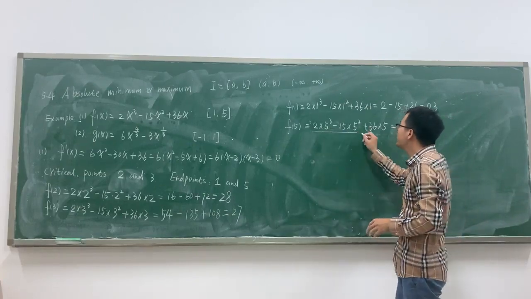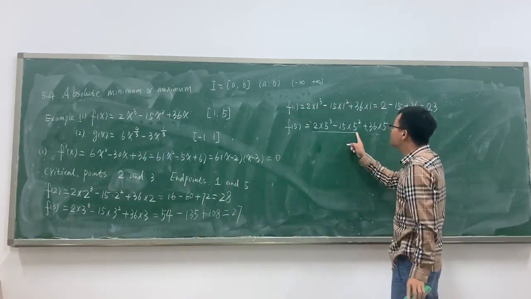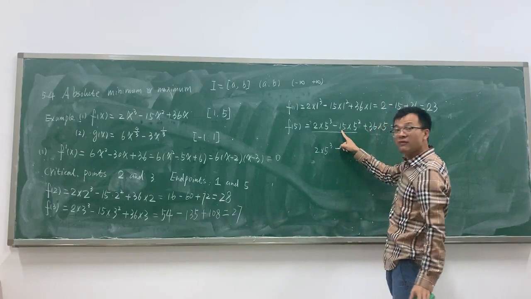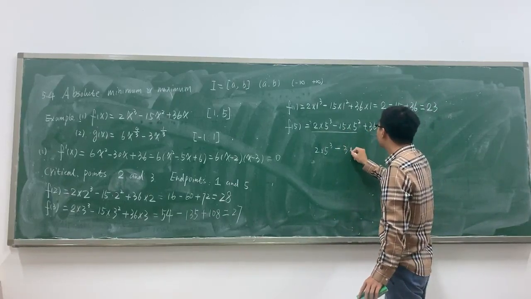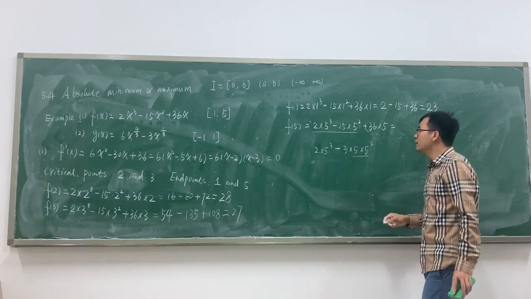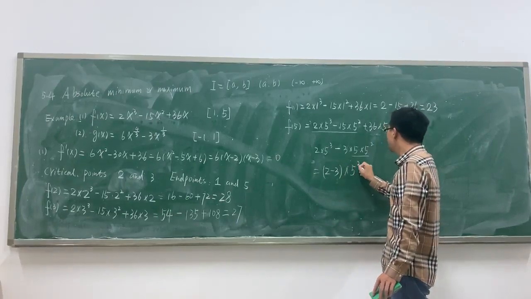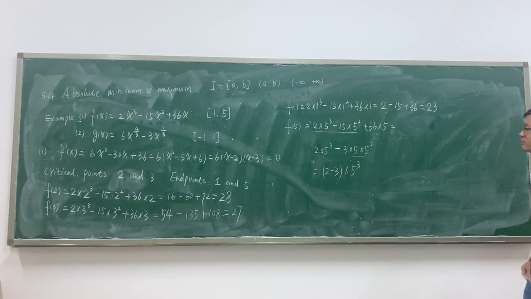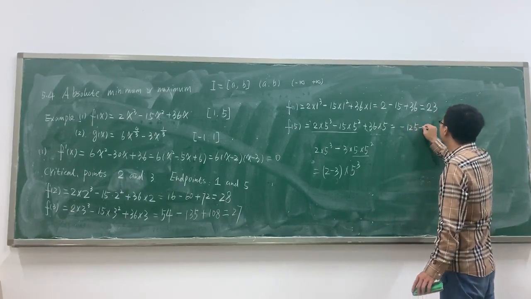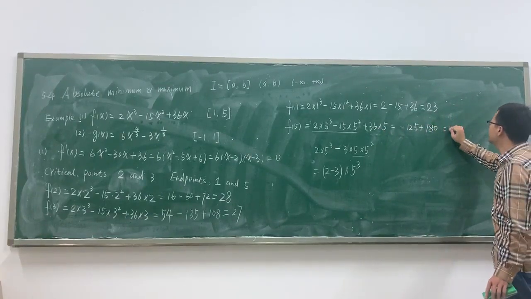Actually, I think this part we can recompute easily. We take out this one: 2 times 5 cubed minus 15, which we write as 3 times 5, times 5 squared. So here is 2 minus 3 times 5 cubed, so actually here is minus 1, so minus 125 plus 140. So the result actually is 15.